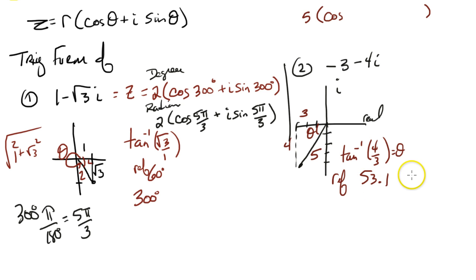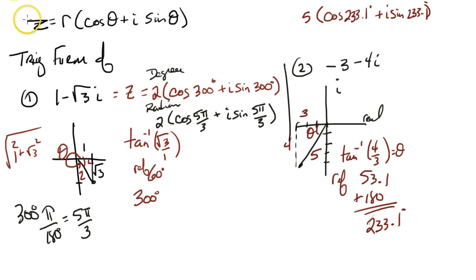And now I have to drop it in the right quadrant. So I'm going to add 180 to it, and this becomes 233.1 degrees. So this is cosine 233.1 plus i sine 233.1. Now, if they want radians, which we're going to do both, right? So z equals this, and this is degrees. And now we're going to do it again in radians.